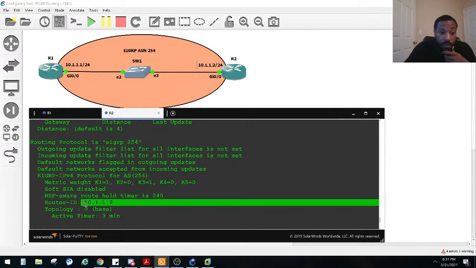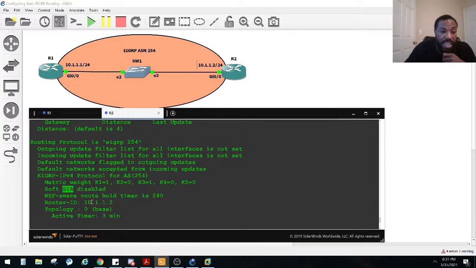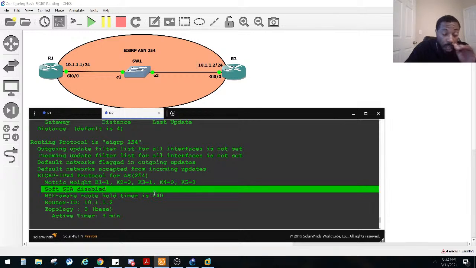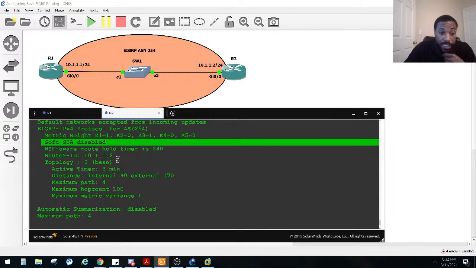Here's the router ID. I'm not too sure. I think this is SIA. I think it's stuck inactive, disabled, soft stuck inactive, disabled. I don't know what that is. I'll look that up. I try to look up these other little things off stream because I don't want to hold y'all up for too long. Let y'all get y'all studies in after the live stream here.